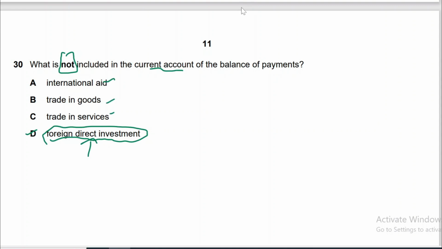So these things are part of the current account. If you can easily identify that these three options are part of the current account, then you can shortlist this answer easily. International aid is a secondary income, and secondary income is part of the current account. Trade in goods, visible trade, is part of the current account. Trade in services, invisible trade, is part of the current account as well. Foreign direct investment is part of the official or financial account and not part of the current account.